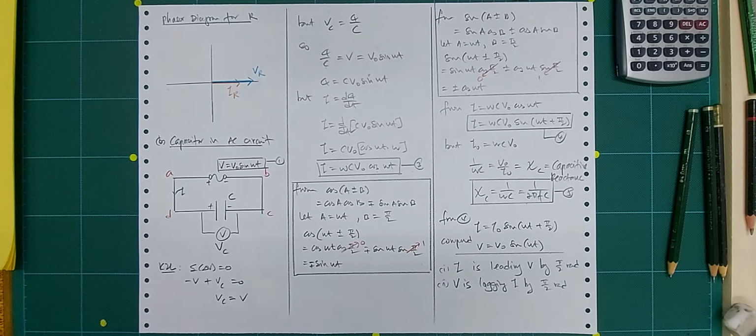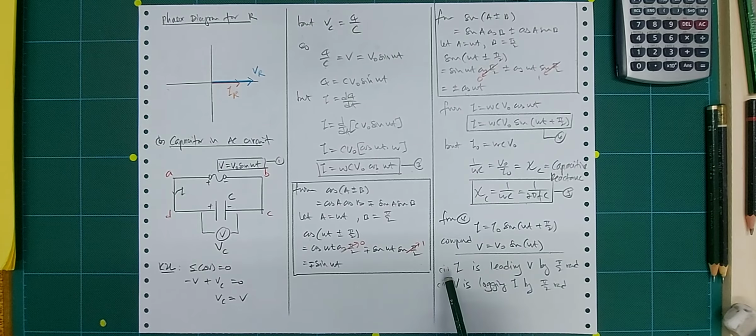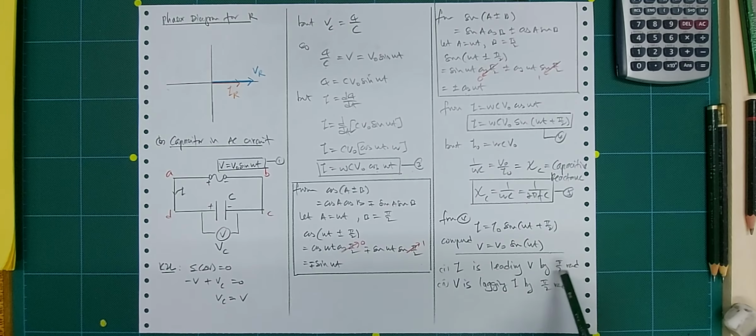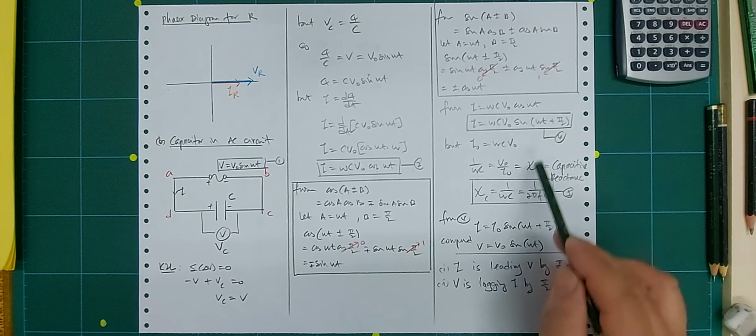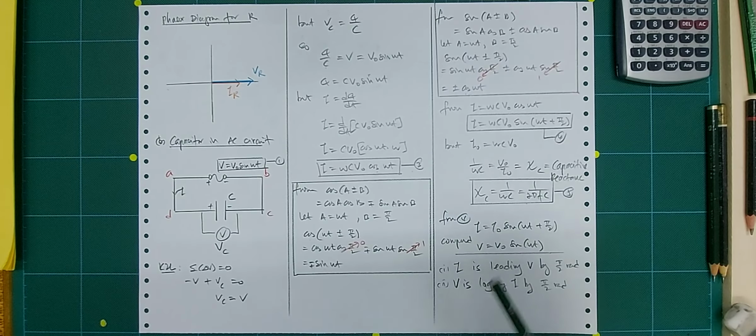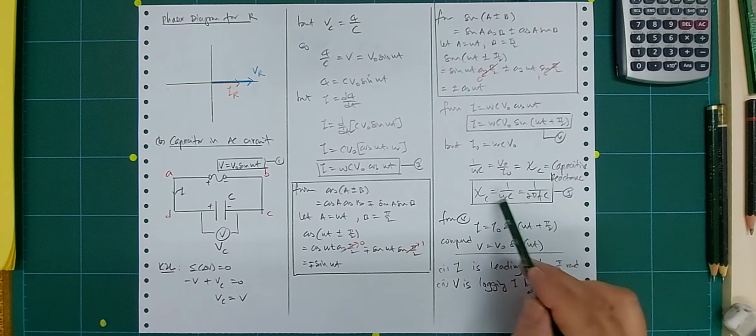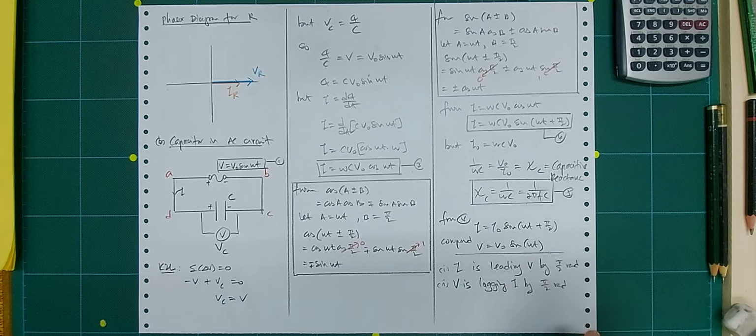The next thing happens also to the inductor. For this capacitor, you have two conclusions. Number one is I leading V by pi over 2 radian. And another one, by looking at the equation here, we know that a capacitor has resistance, and if you look carefully, this resistance depends on your frequency.